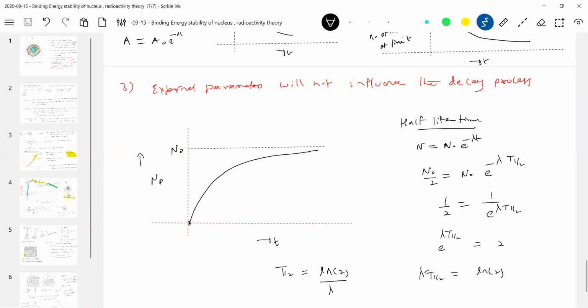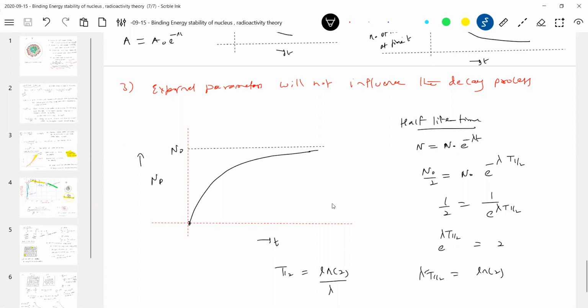What is the lifespan of a few atoms? 0. And what is the lifespan of other atoms? Infinity. So when I go for the average, I think the average will become equal to 1 by lambda. This may not be very important, just remember it. Most of the books derive it; you can check it. Half-life is something very important for us. I'll come to other calculations later.